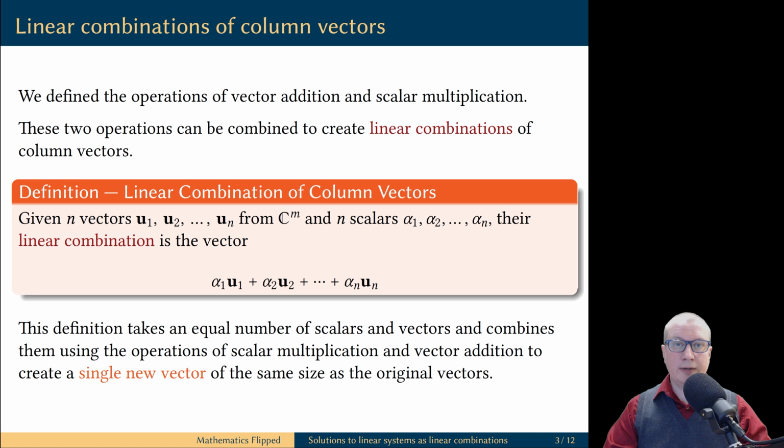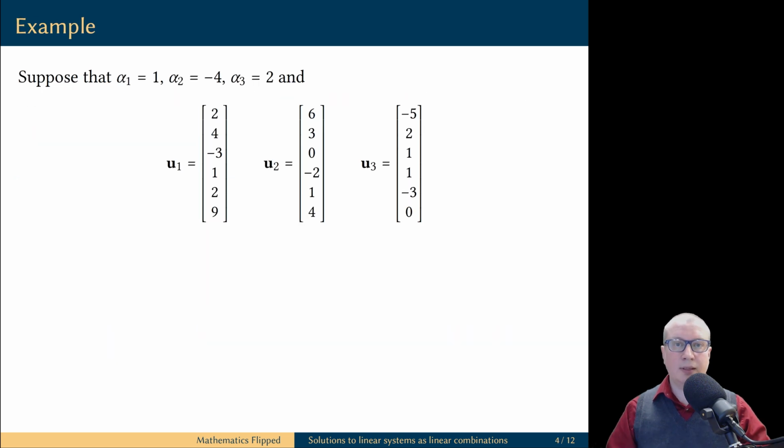In other words, we take a list of vectors, we take a list of scalars, the number of scalars is the same as the number of vectors, and we combine them in this specific way to produce one new single vector. Here is an example of a linear combination.